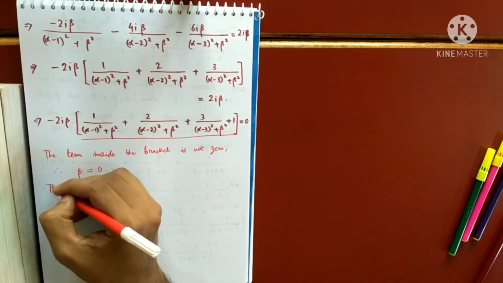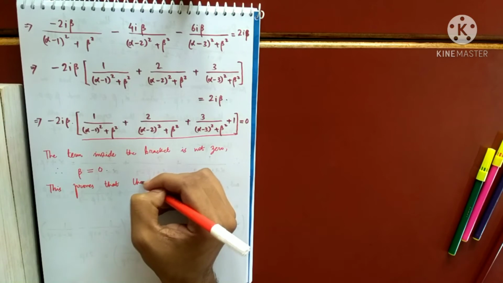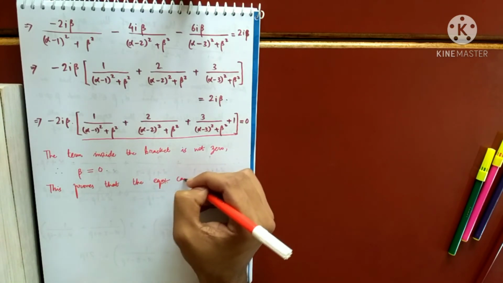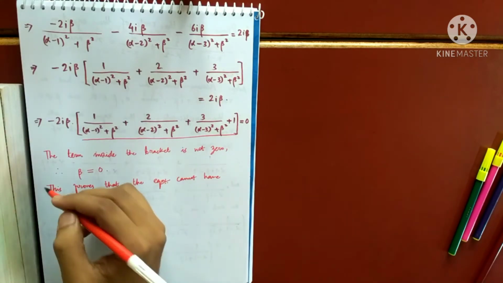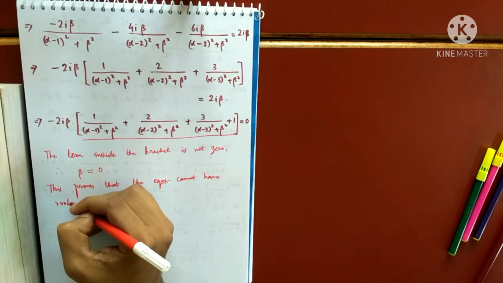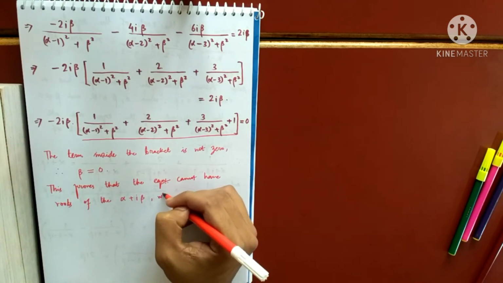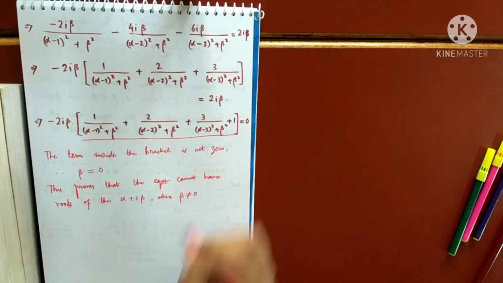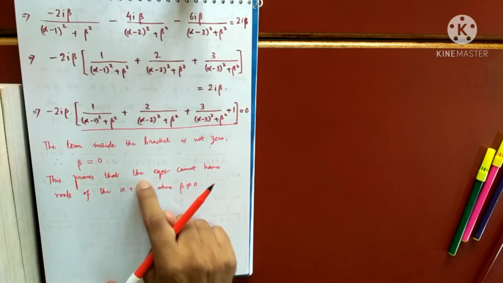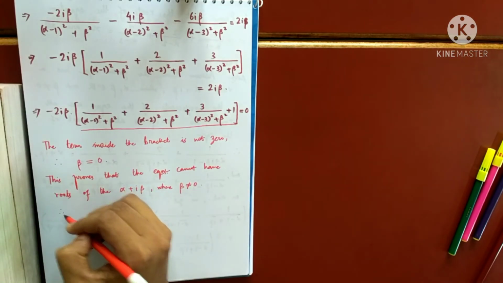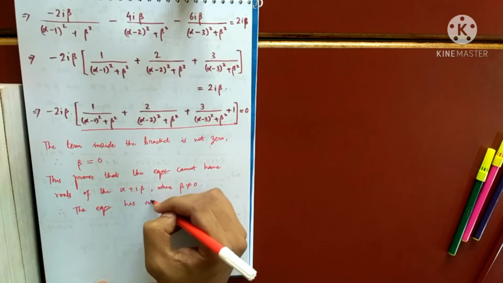This proves that the equation cannot have roots of the form alpha plus i beta, where beta not equal to 0. So the equation cannot have roots of the form alpha plus i beta where beta is not 0, because beta should be 0 from here, right? So therefore the equation has all real roots.